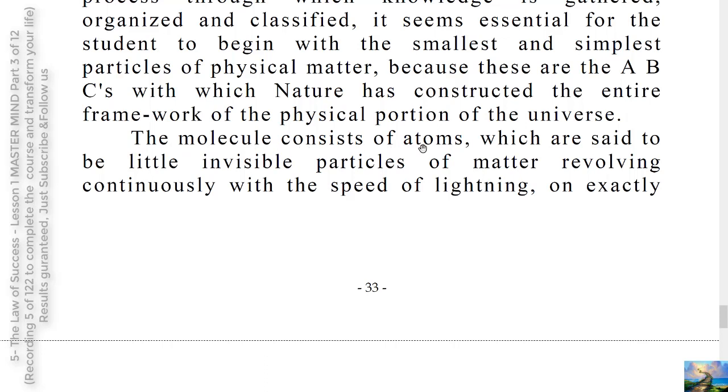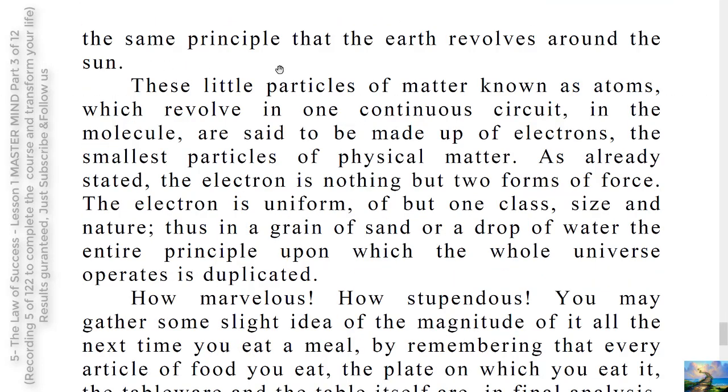The molecule consists of atoms, which are said to be little invisible particles of matter revolving continuously with the speed of lightning, on exactly the same principle that the earth revolves around the sun. These little particles of matter known as atoms, which revolve in one continuous circuit in the molecule, are said to be made up of electrons, the smallest particles of physical matter. As already stated, the electron is nothing but two forms of force. The electron is uniform, of but one class, size, and nature.